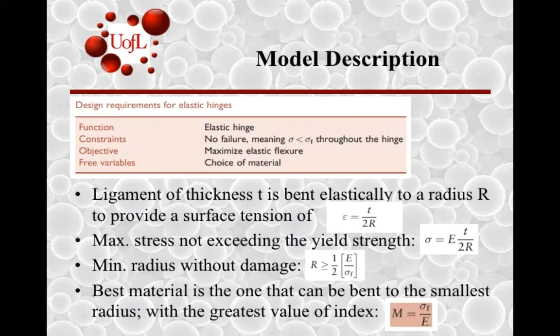Model description, the function is an elastic hinge. Constraints, like I said, we're trying to find the stress that's less than the failing stress. The strain is found right here through a formula where it's the thickness over 2 times the radius. The stress has to be less than the failing stress, and the best material to be chosen should have the highest or greatest value of index.